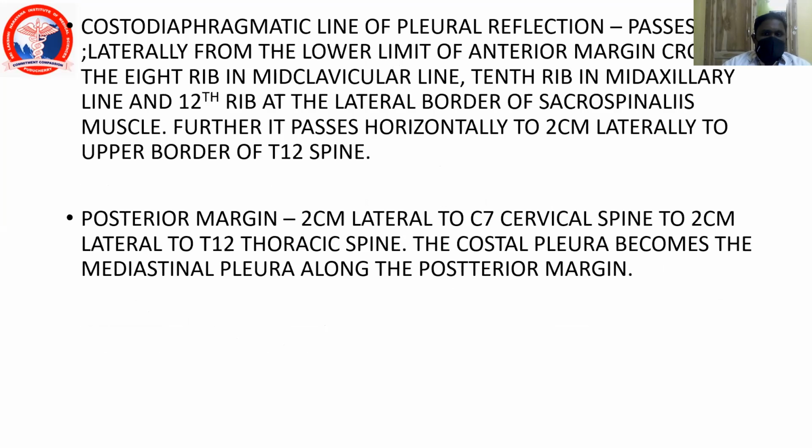The costodiaphragmatic line of pleural deflection passes from the lower limit of the anterior margin at the 8th rib in the midclavicular line, the 10th rib in the mid-axillary line, and the 12th rib at the lateral border of the sacrospinalis muscle. Further, it passes horizontally, 2 cm lateral to the T12 spine. Posteriorly, 2 cm lateral to the C7 cervical spine and 2 cm lateral to the T12 thoracic spine. The costal pleura becomes the mediastinal pleura along the posterior margin.